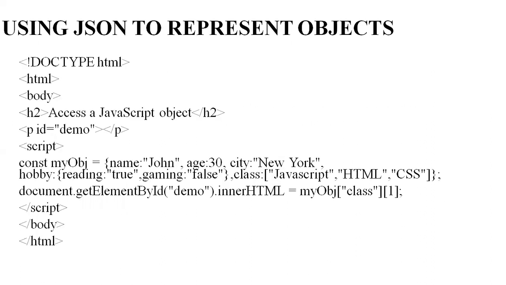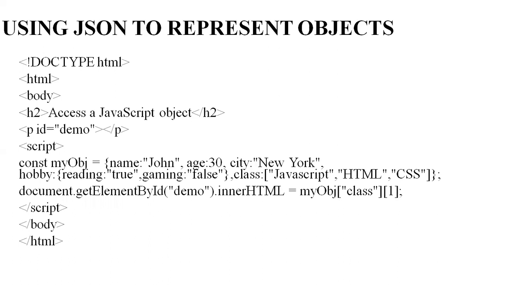Using a JSON object, how can we represent the JSON object? We can see another example. DOCTYPE html represents HTML version 5. html is a tag, the body is a tag, and h2 is accessing a JavaScript object. This is a heading, then the paragraph tag, with the ID equal to demo. The ID is represented based on the name of the demo. We can represent the ID.